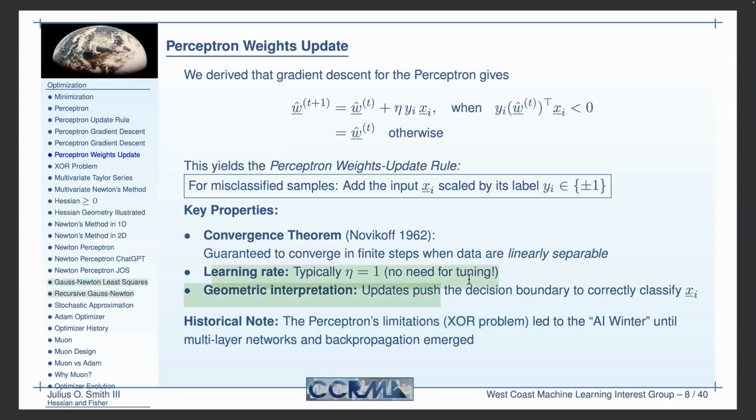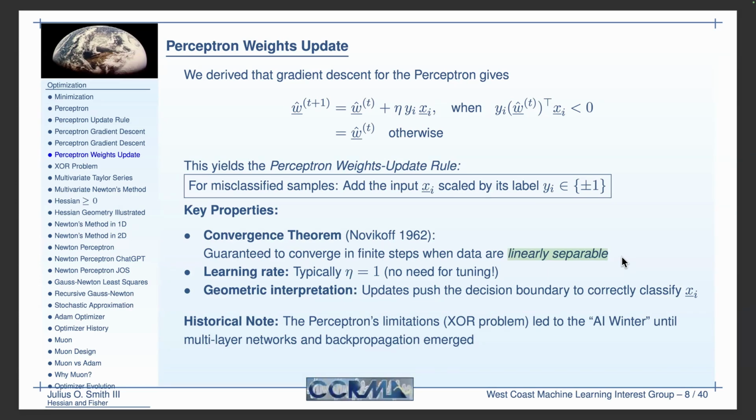And so the learning rate is typically 1. No need for tuning because it's just going to converge to linear separation and stop. And if it's not linearly separable, then it's just going to go forever. I don't actually know what happens. It probably gets into an orbit, probably oscillates. But you can also imagine it going to infinity because you're just adding stuff up.